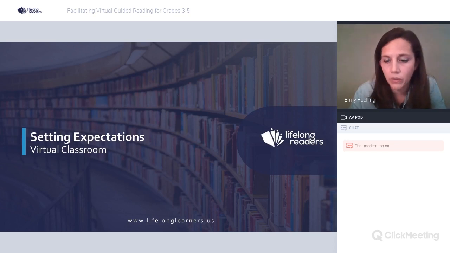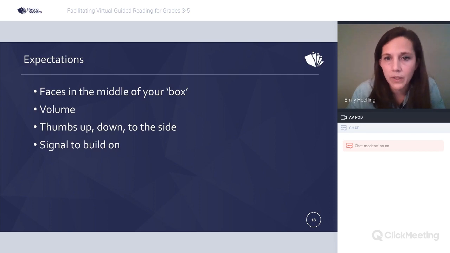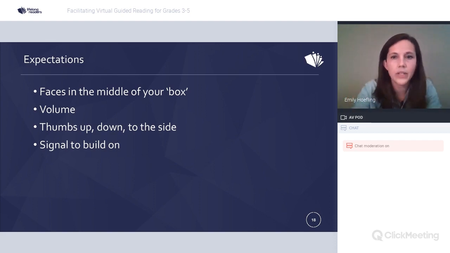Okay, setting expectations in the virtual classroom. It's pretty basic, but you do have to teach kids to put their face in the middle of the box. Otherwise, literally all you can see are their eyes. You don't know what's going on. You can't see anything else.